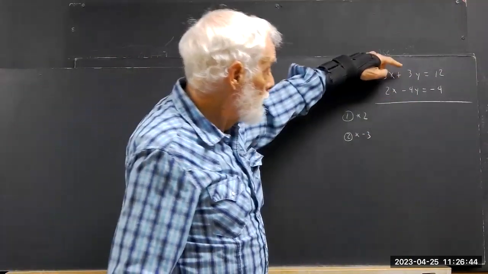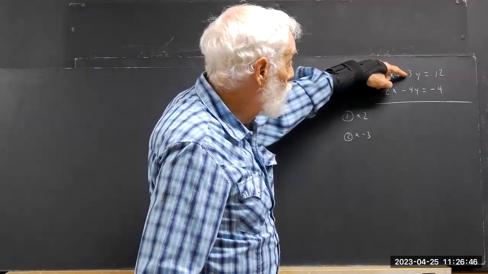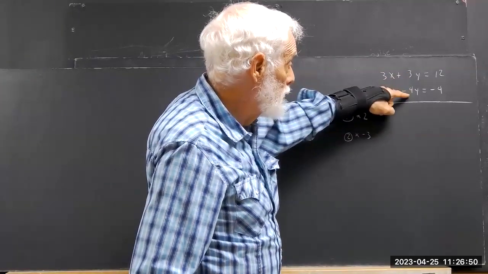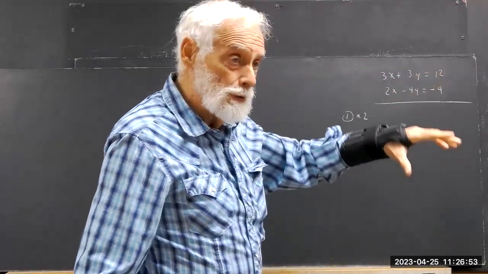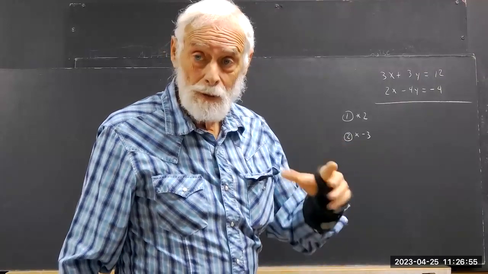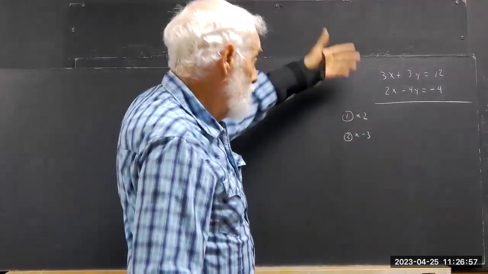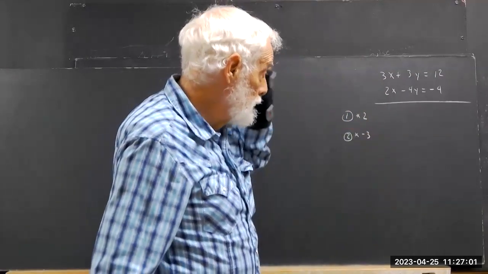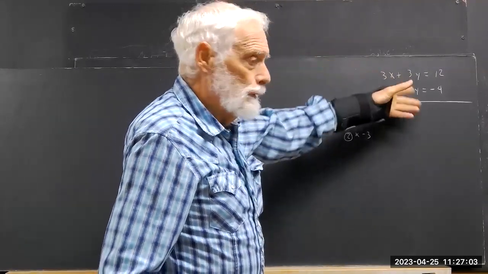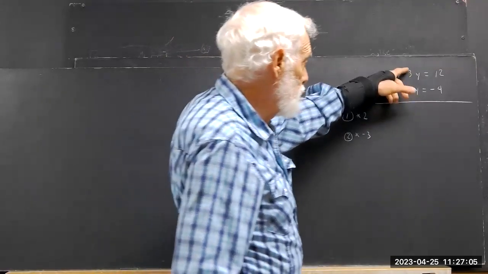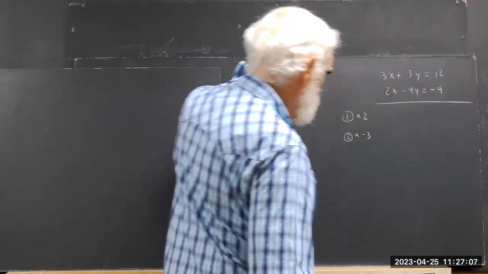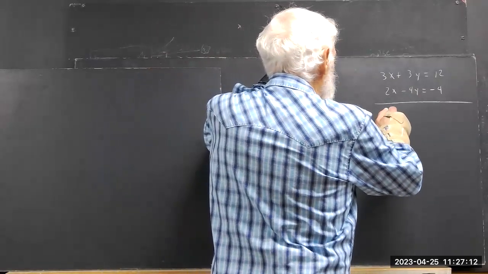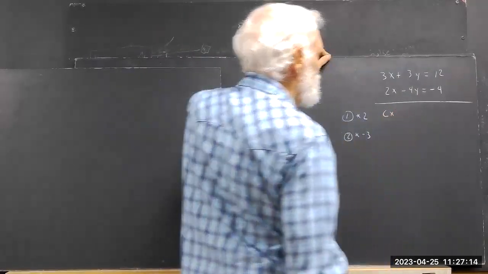Alternatively, we could have multiplied this equation by 4 and this one by 3, and we'd have gotten a 12y and a -12y. The y's would have matched up. We could do either. So I'm choosing to pick on the x first because there's nothing easier about picking on the y, except that we have the negative built into one of the coefficients. Okay, well, if we do this, we end up with 6x.